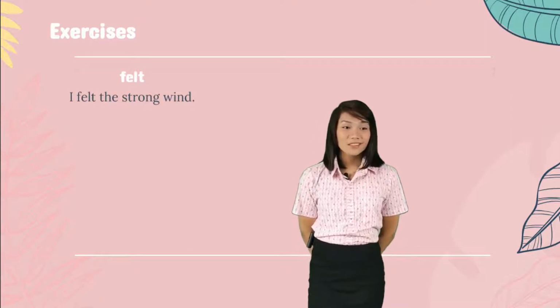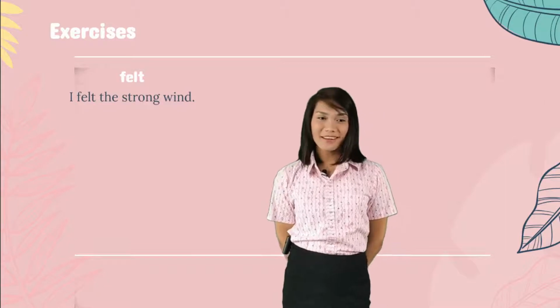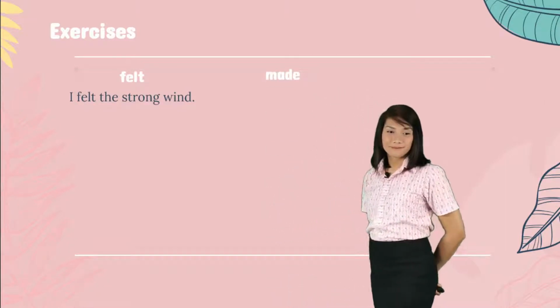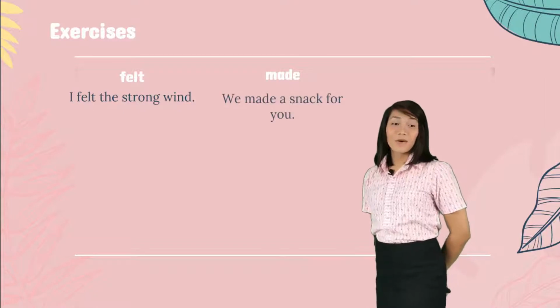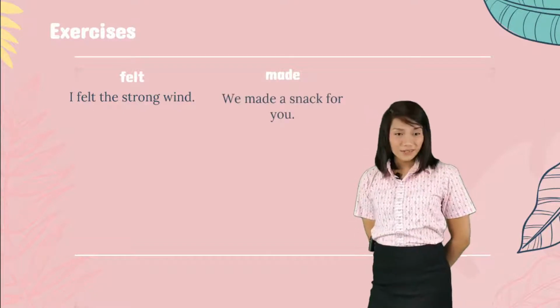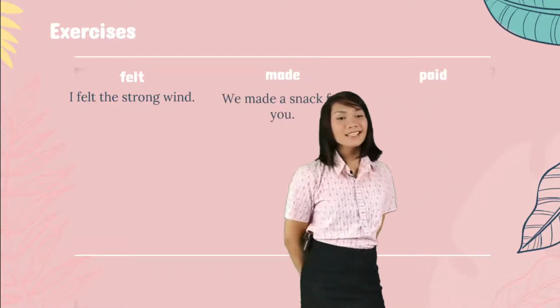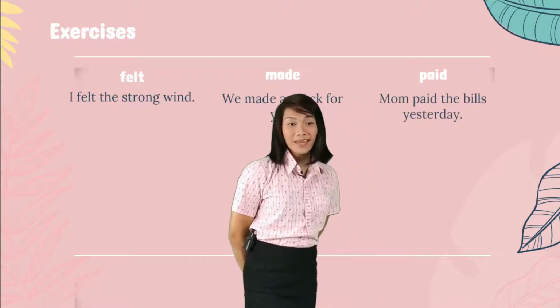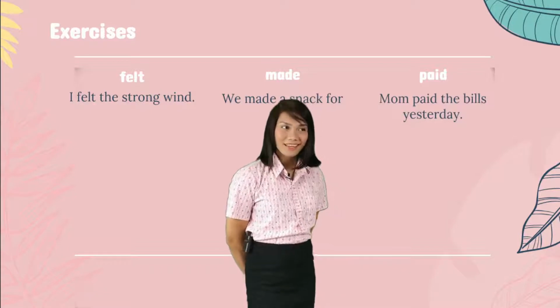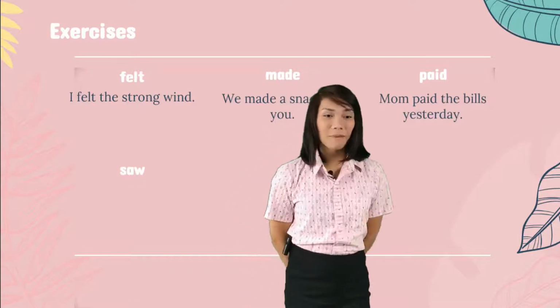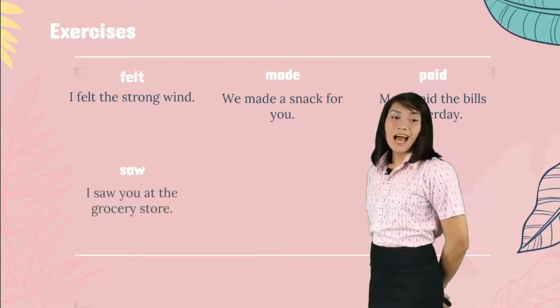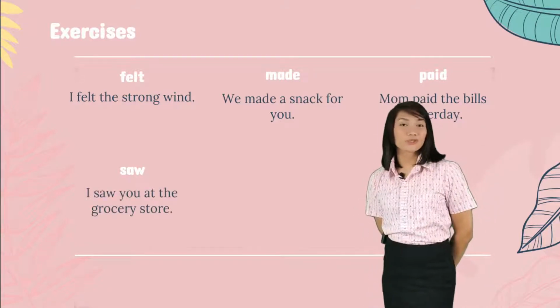Okay, I felt the strong wind. Very good. Next, how about made? Made. We made a snack for you. Very good. Next, let's have paid. Mom paid the bills yesterday. Next, how about saw? Saw, past form of see. I saw you at the grocery store.